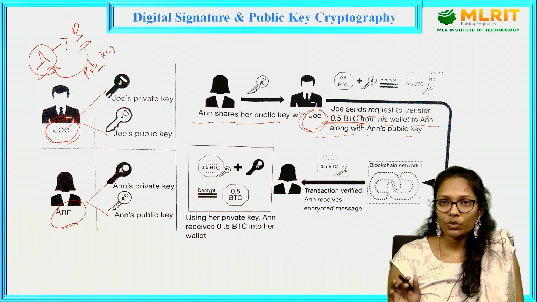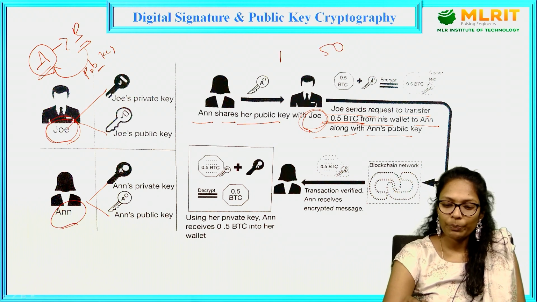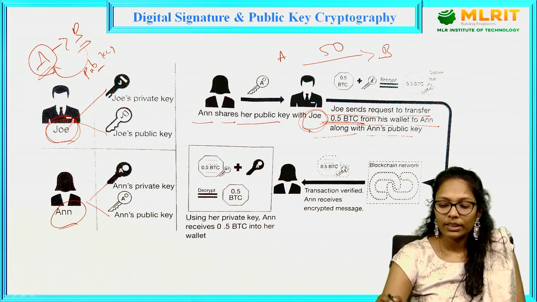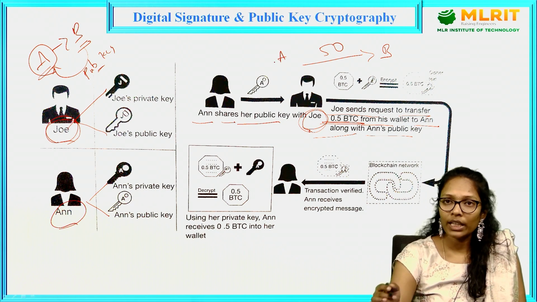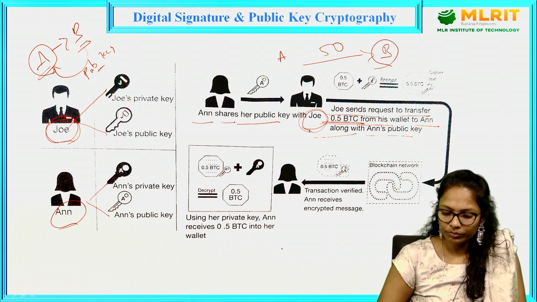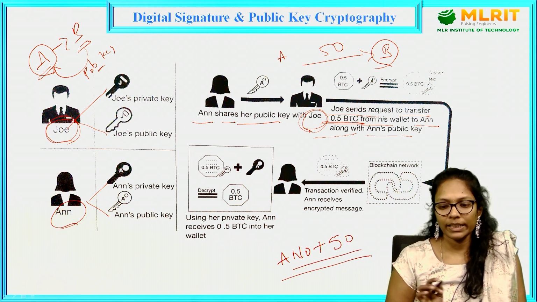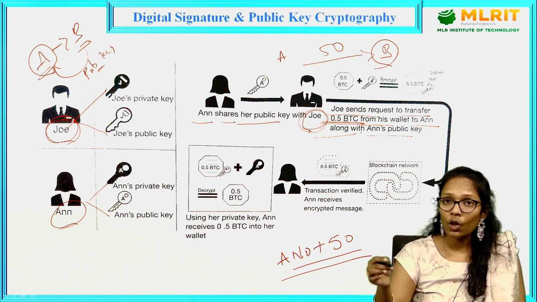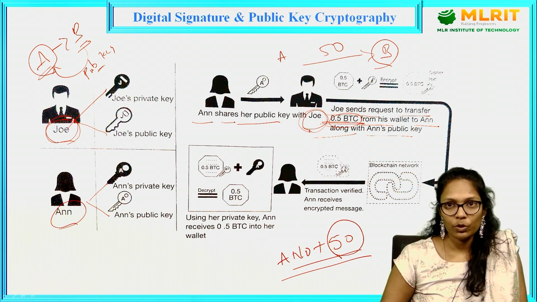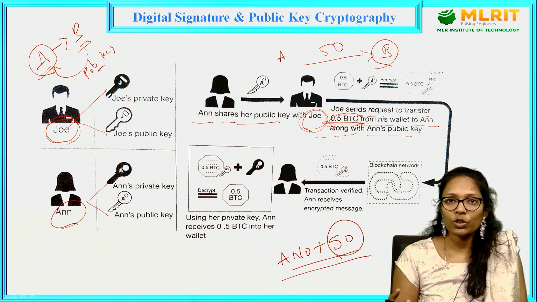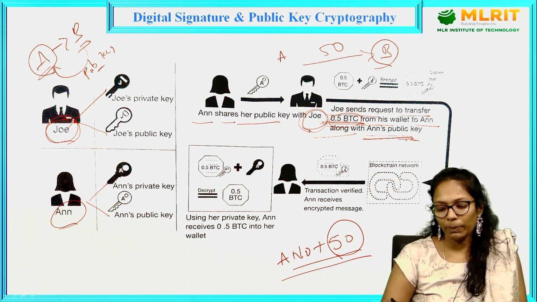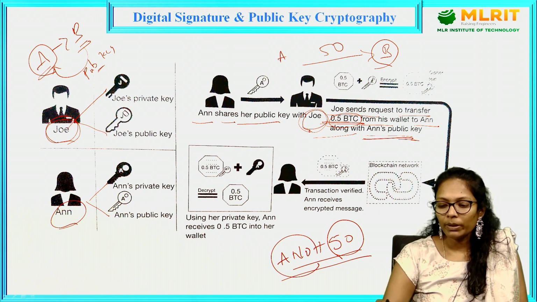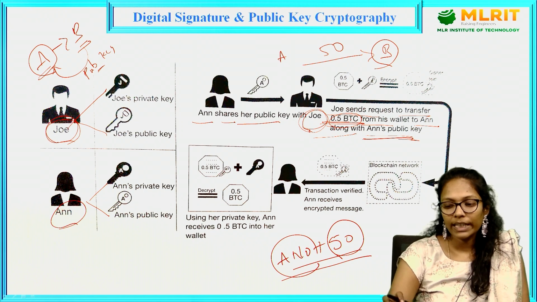Say I want to send 50 rupees from person A to person B. Then what should A do? A should send the account number of person B, plus the amount, how much I am sending. The same thing Joe is also doing. He is sending a request along with the information. What is the information? How much he wants to transfer, 50 rupees, and to whom he wants to transfer, that is nothing but Anne's public key. That is the account number. So the public key and the amount, along with this, he is sending a request.